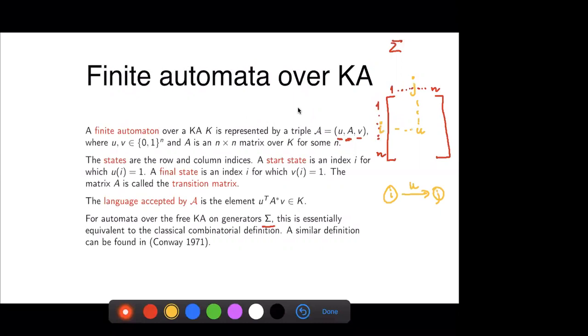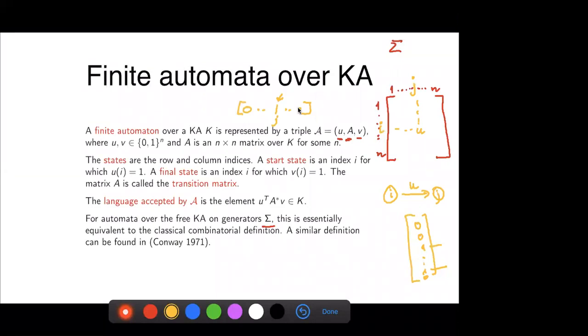And then basically the vector U will be a row vector that has zeros and ones in it. And if it has a 1, it tells me that that index, let's say it's J, is an initial state. And dually for the final states, I will also have zeros and ones, and it basically will tell me which states are final, will have a 1.